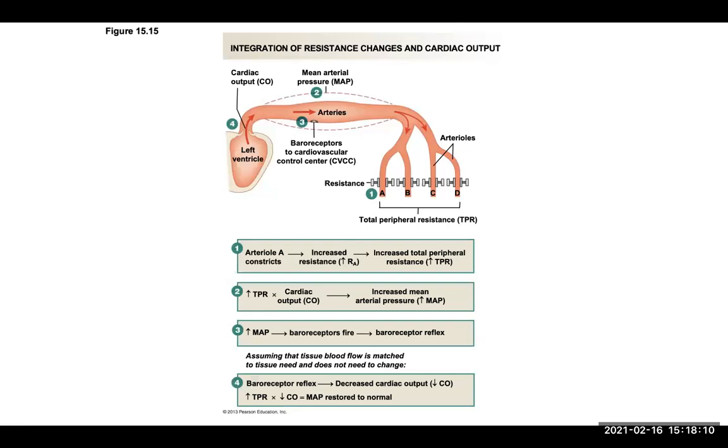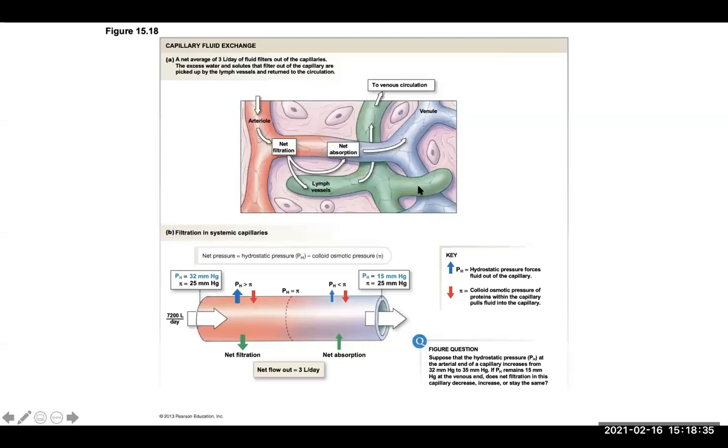Okay, so capillary dynamics. When talking about capillary dynamics, the distribution of the fluid between the blood plasma and the interstitial space is in a state of dynamic equilibrium. Dynamic equilibrium just means that it's constantly fluctuating within its normal range.